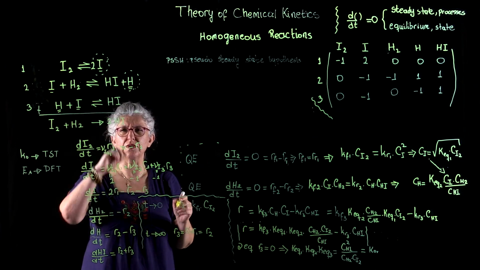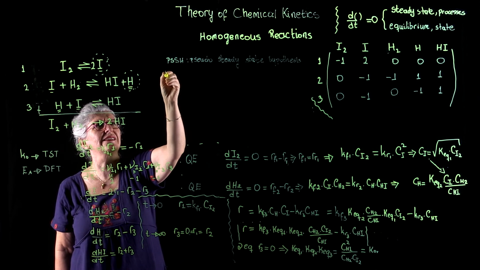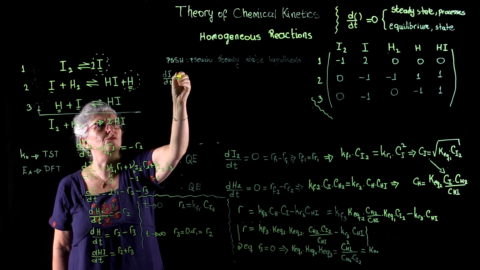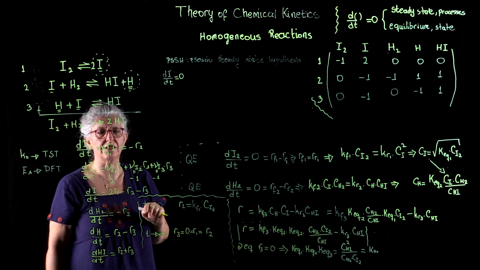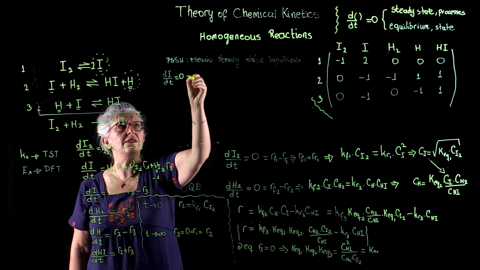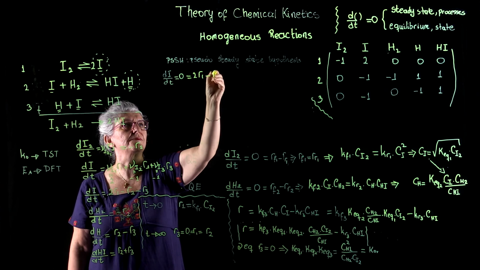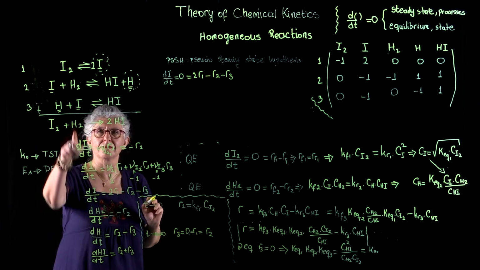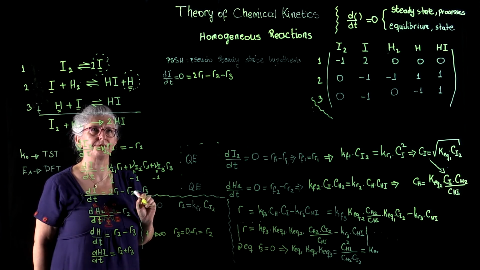So for the pseudo-steady state hypothesis, you're going to have dCI over dt to be equal to 0. What was that? dCI over dt was equal to 2r1 minus r2 minus r3, that, and that, and that.